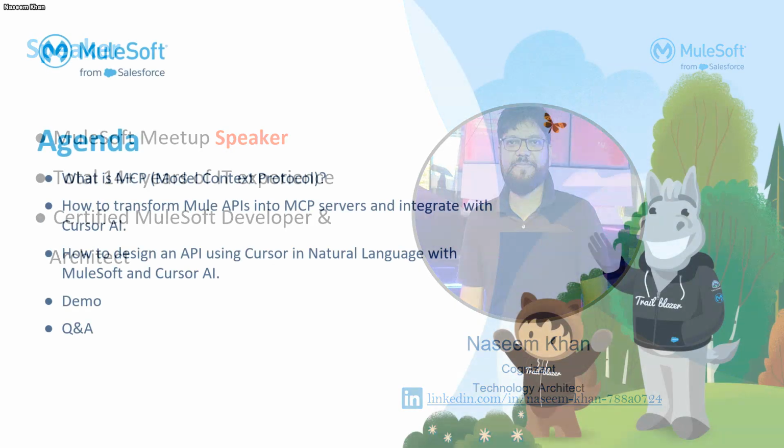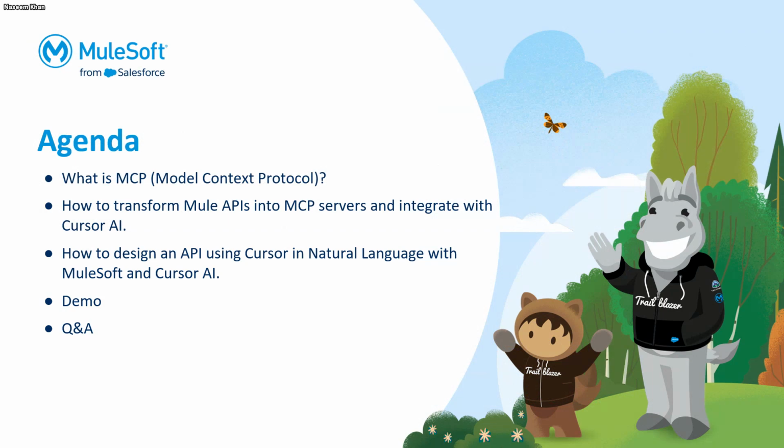Today the agenda is, first, we'll learn what MCP is. We'll talk about the definitions and the context for MuleSoft Model Context Protocol, and we'll see how we can transform our MuleSoft API into an MCP server, which will be an agent-ready asset that can be consumed by any agent. I'll show the integration with Cursor AI, and how we can design an API specification just by providing input in natural language in Cursor AI.